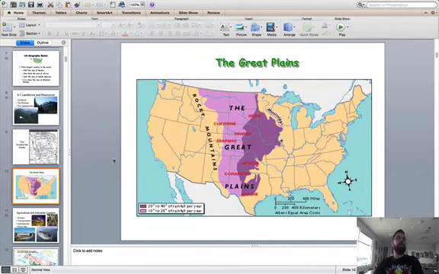And then the Great Plains. So the Great Plains lead up to the Rocky Mountains. It's kind of like a tabletop. So elevation goes up as you get up to the Rockies, then it kind of comes up to a table, and then you hit the Rocky Mountains.